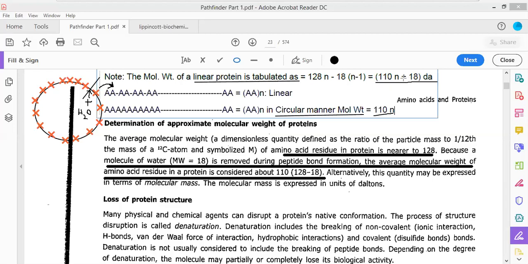For glycine, the formula would be 57N plus 18. For tryptophan, what is the molecular weight of tryptophan? 204 Dalton, so minus 18. If you want to calculate the weight of a tryptophan residue, it equals 204 minus 18. So that comes out to be, anyone? 186. So the formula would be 186N, and the other formula would be 186N plus 18 Dalton. Do you understand that?